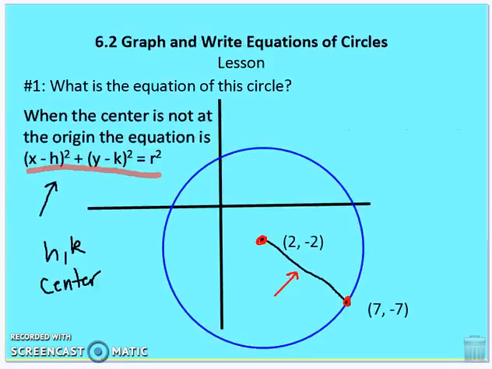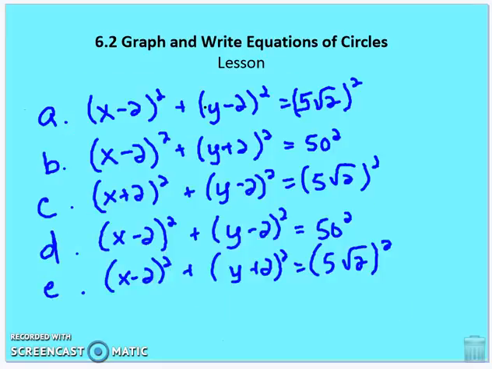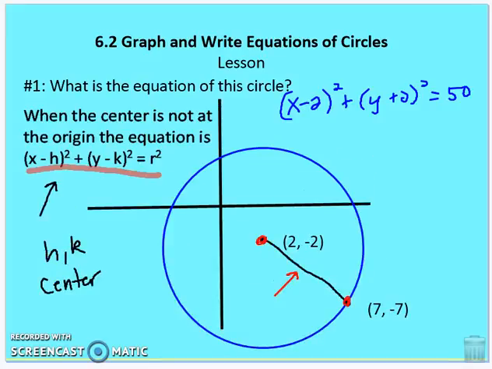All right, so now I want you to take a center of 2, negative 2, and a point on the circle 7, negative 7. I want you to write an equation for that circle. I'm going to pause here while you do that. All right, so you should come up with, there's a multiple choice: x minus 2 squared plus y plus 2 squared is equal to 50.